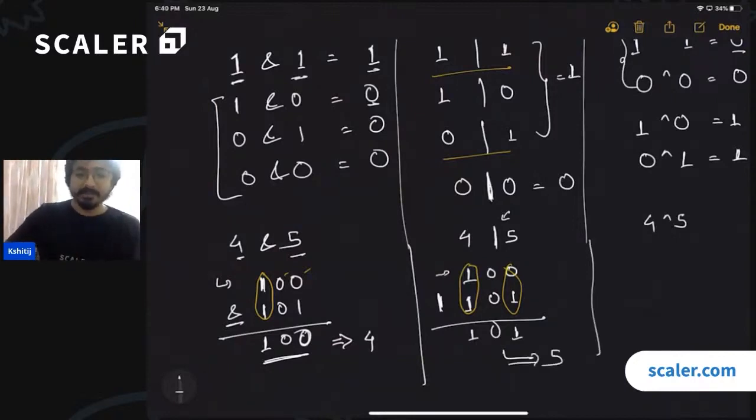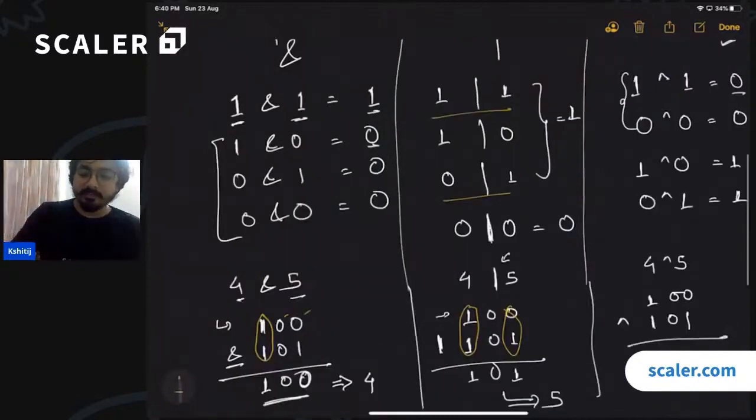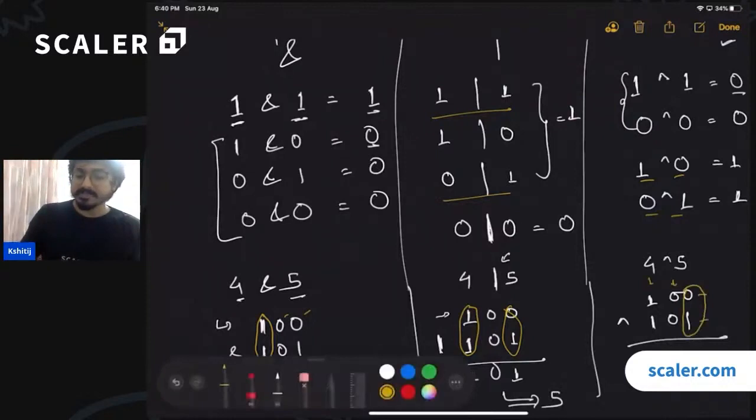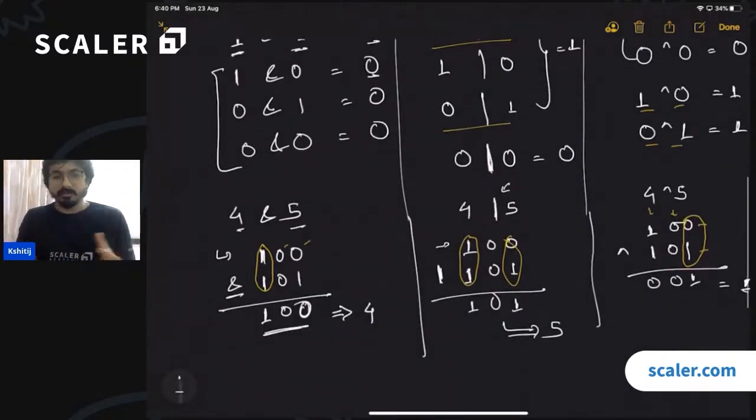Okay. If you have to take 4 XOR 5, 4 is again 100, 5 is 101. Now this is interesting. Can you guys quickly tell me the answer? XOR gives you a set bit only if both the bits are different. So there is only one pair where the bits are different. Here we have 0 and 0. Here we have 1 and 1, right? So this is going to be 001, which is nothing but 1 in decimal. Okay, cool. So this is how we will be taking the bitwise AND, OR, or XOR of integers.